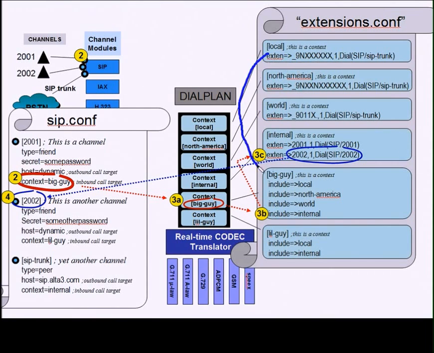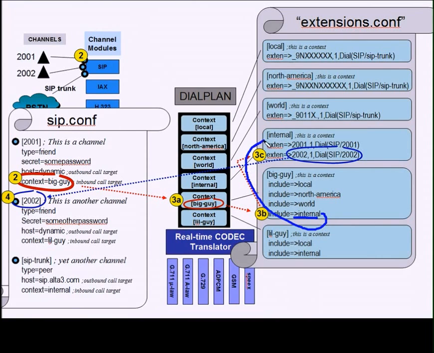2002. So we go back to the big guy. We cross out the include. That didn't work out this time. So we see the next one is include North America. So up we go to North America. That does not match 2002. So right back. And we see the next step is world. So we go up here to the world. No match there. So we come back. And the next step is include internal. Now if this doesn't match, game over.